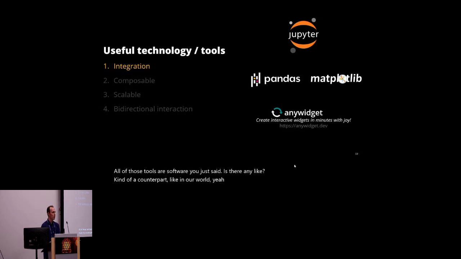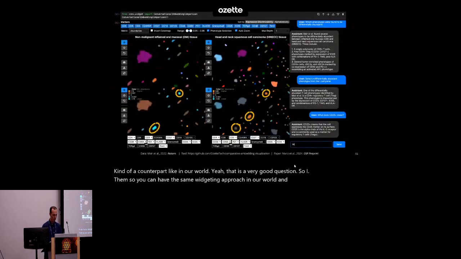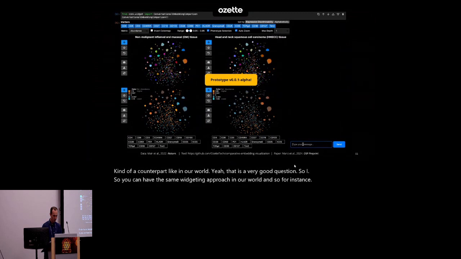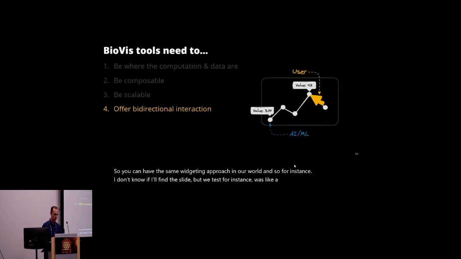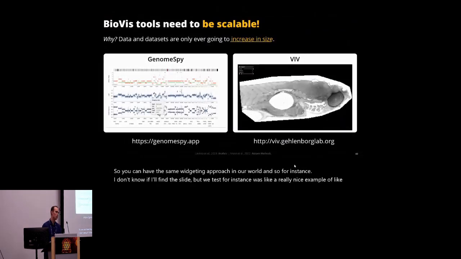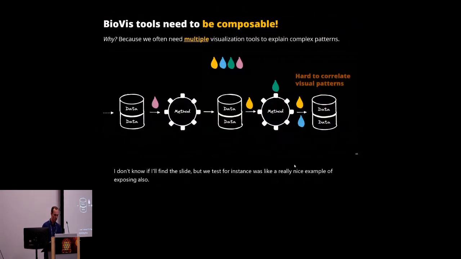Yeah, that is a very good question. You can have the same widgeting approach in the R world. For instance, I don't know if I'll find the slide, but Vitessce was a really nice example of exposing also, where is it? Here it is.